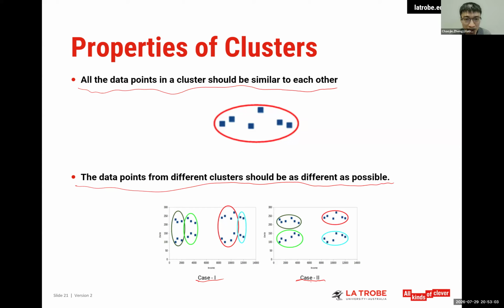And considering the distance, or the difference between clusters, you can see that these two clusters and these two clusters are very close to each other, and they are kind of sharing some area in between. So we cannot say that these two clusters are very different from each other. But in comparison, in case two, these four clusters are well separated.